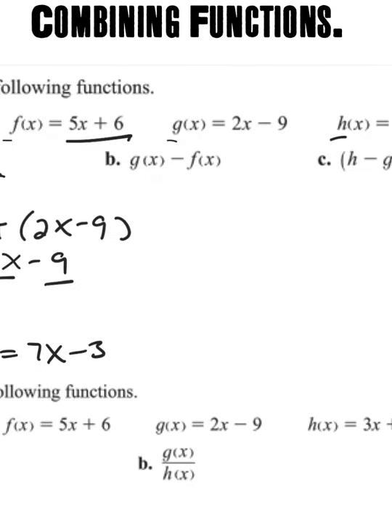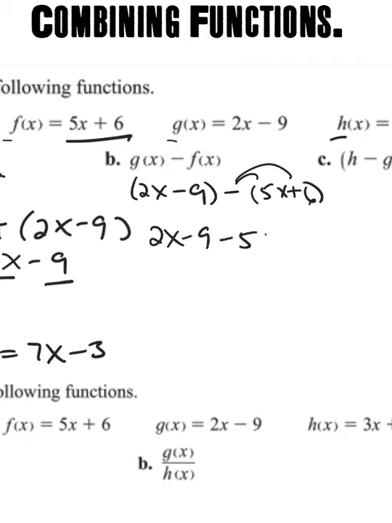Here is a situation where we are combining functions by subtracting. I'm going to go ahead again and put my set of parentheses. I'm replacing g of x with 2x minus 9, and I'm going to replace f of x with 5x plus 6. This time, because we have a negative symbol, there's a little bit more work involved when you are distributing to get rid of the parentheses. Once you do that, this is how it should look.